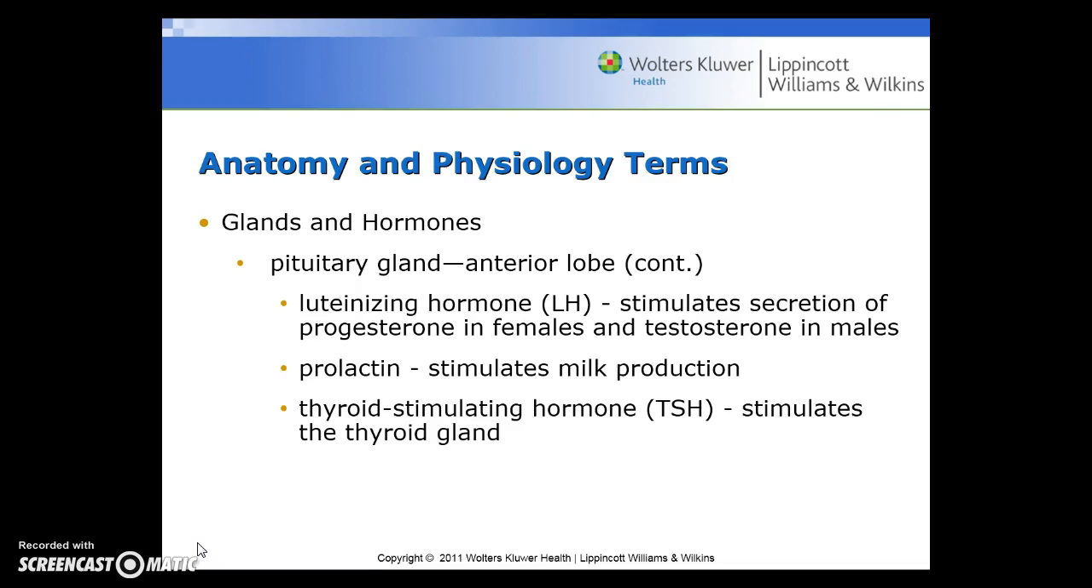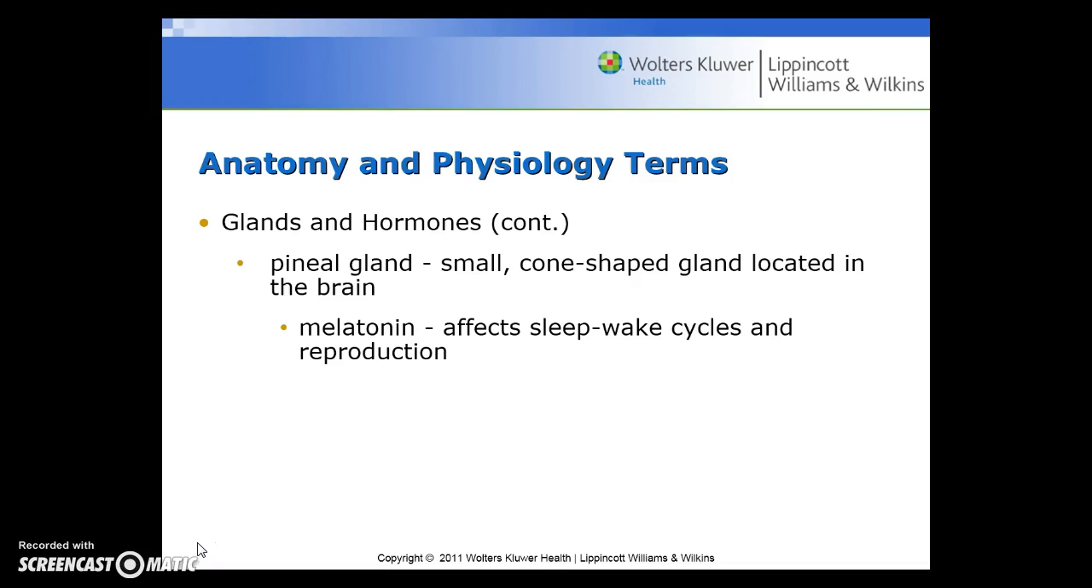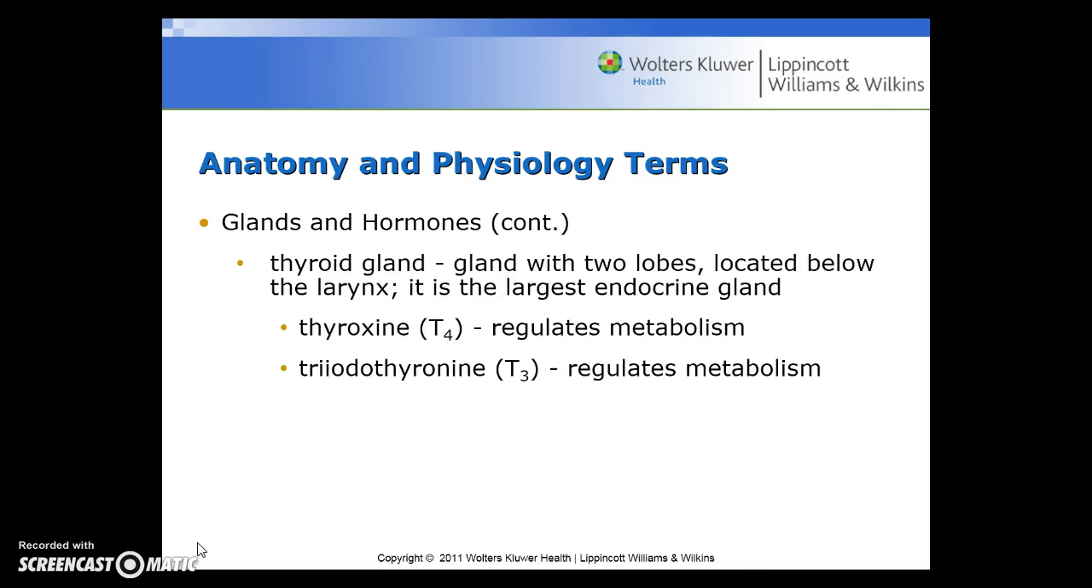Prolactin stimulates milk production. TSH, or the thyroid stimulating hormone, stimulates the thyroid gland. ADH is antidiuretic hormone, and that stimulates water absorption by the kidneys. Oxytocin stimulates uterine contractions. The pineal gland is the small cone-shaped gland located in the brain. Melatonin affects sleep-wake cycles and reproduction.